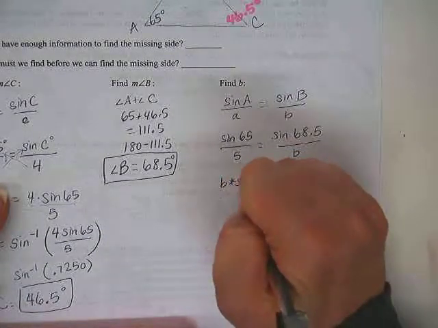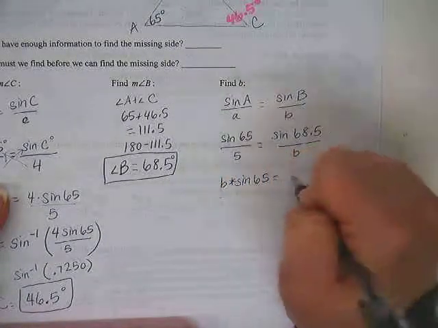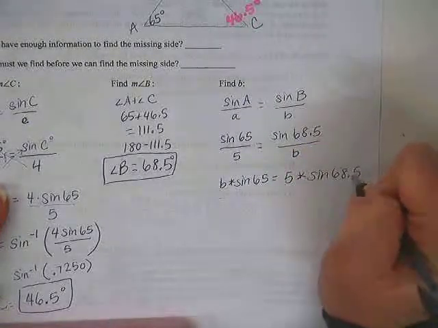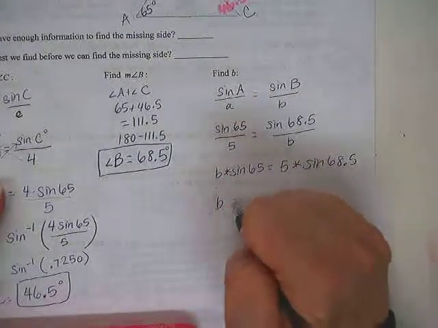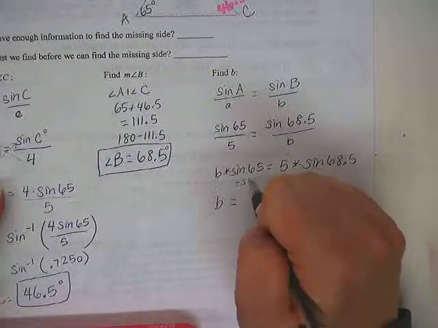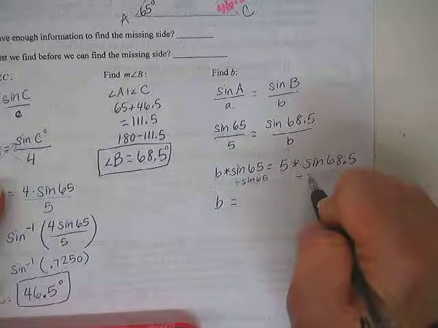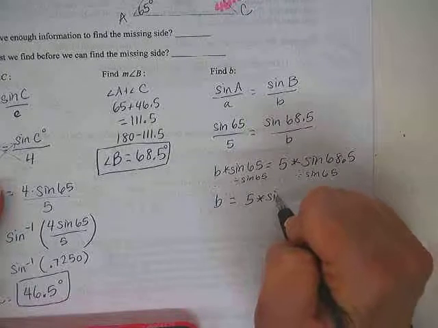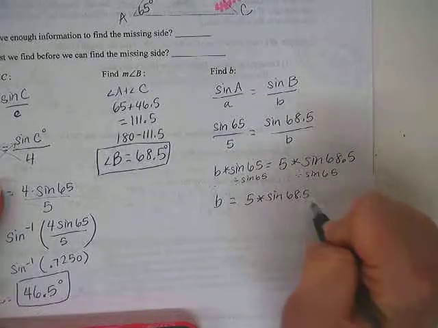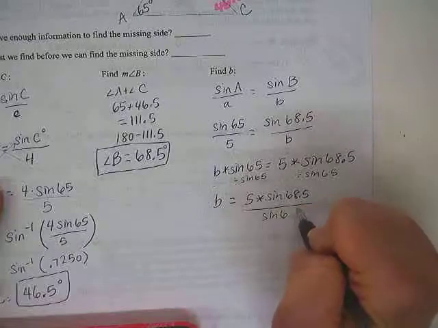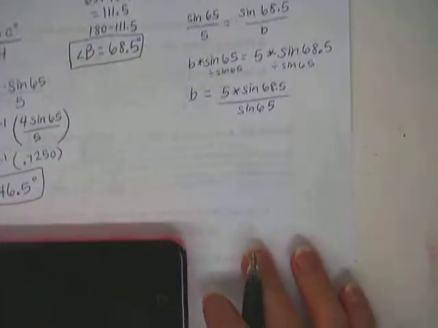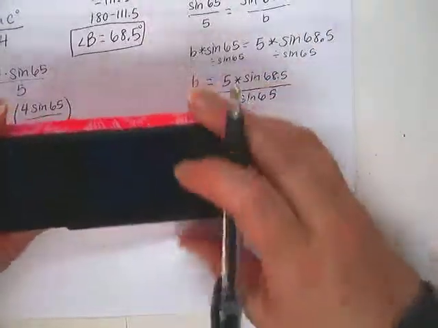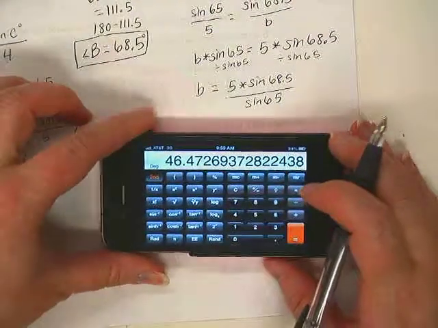Okay, so now we can cross multiply, right? So cross multiply B times the sine of 65 and 5 times the sine of 68.5. And then in order to solve for B, we have to divide the sine of 65 from both sides. So we end up doing 5 times the sine of 68.5 divided by the sine of 65.